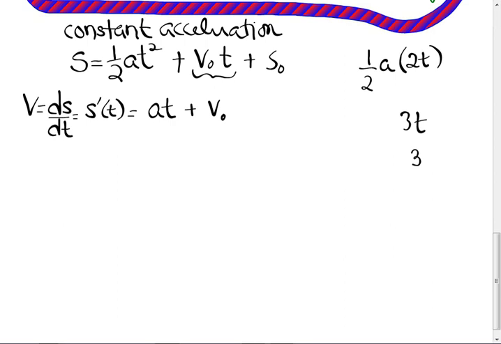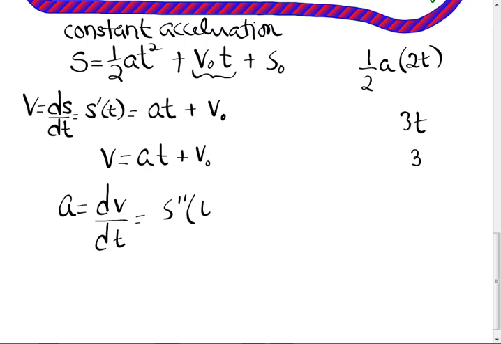So making this look prettier, v is equal to at plus the initial velocity. You can do vi or vo. It's a constant velocity. Okay? And how would you find the acceleration? It's the derivative of the velocity with respect to time, or s double prime of t. And what is the derivative of that?